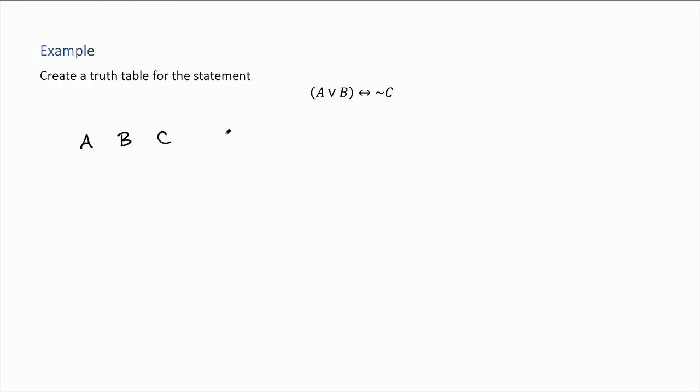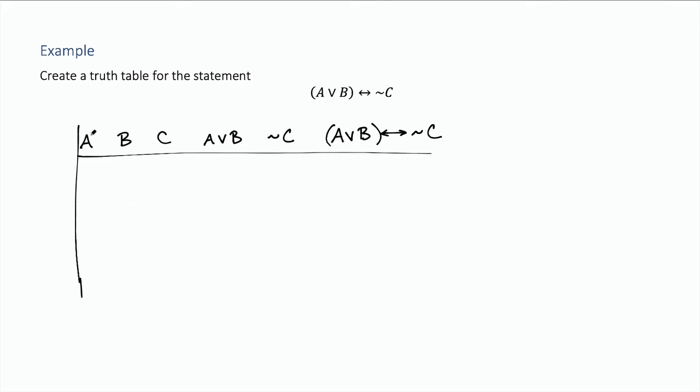So I need an A or B, and I need a not C, and of course I need the if and only if between those. So A or B, if and only if not C. Okay, so this is going to be my truth table, or the columns of my truth table, I should say.